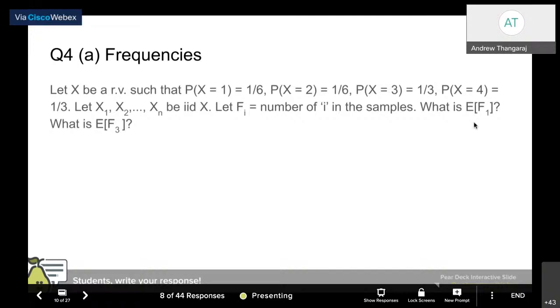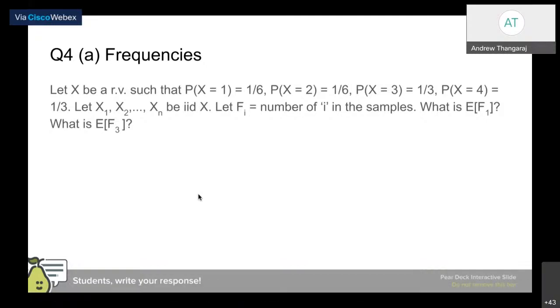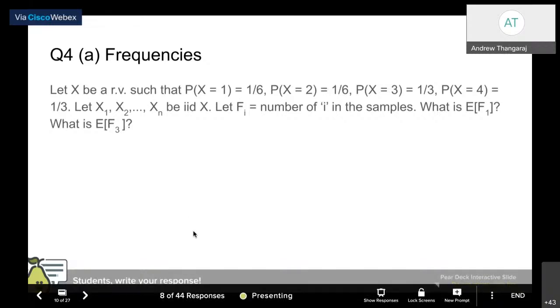It's just F1 is the number of ones that show up in the sample. F3 is the number of threes that show up. On average, what should it be? I mean, just think about it. Intuitively, if your distribution has every sample with probability 1/6 of being a 1, and you do n independent samples, what is your expected value for the number of ones? It should be n/6, isn't it?